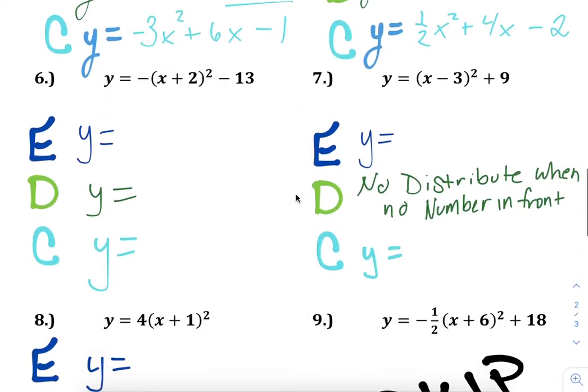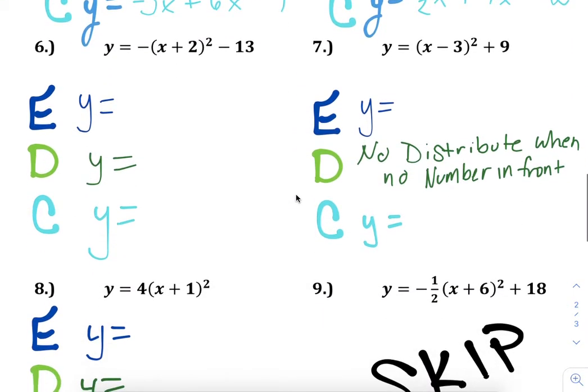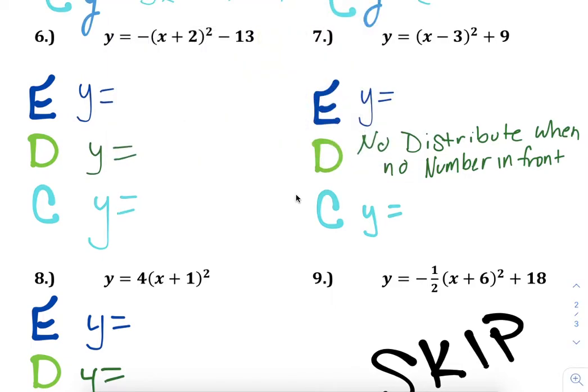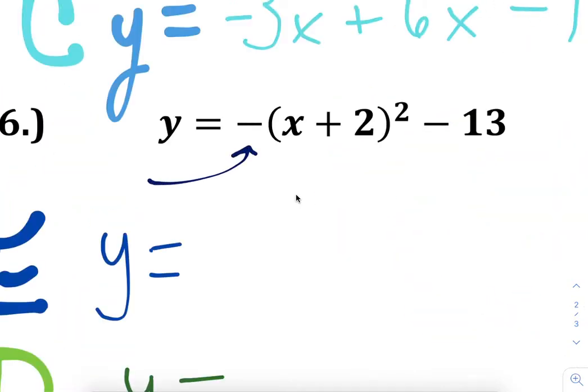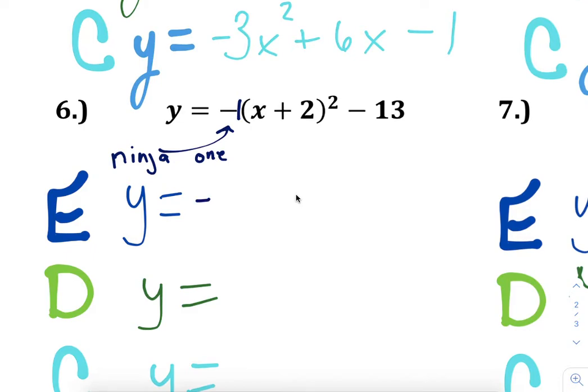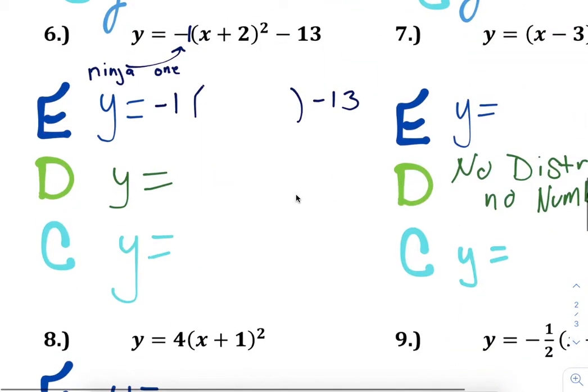Awesome. Okay, problem number 6 is the last one that we are going to do with all the pieces. What I want you to pay attention to on number 6 is that there's no number in front of the parentheses, but there is a negative. I want you to make a little note that this is a ninja one. Ooh, totally spelled that wrong, sorry. Okay, so there is a little ninja, -1 right there. So I'm going to keep that -1, expand my parentheses, and keep my -13.